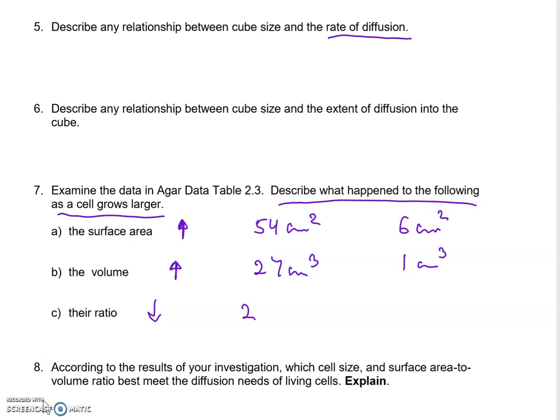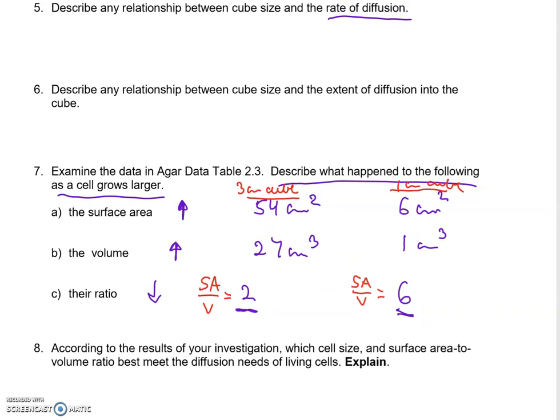So here our 3 centimeter cube has a surface area to volume ratio of 2. So 54 divided by 27 is equal to 2. Now the surface area to volume ratio of a 1 centimeter cube is 6 divided by 1, and that's equal to 6. So you can see that as the cube gets bigger, so we're going from a 1 centimeter cube to a 3 centimeter cube, we're comparing the surface area to volume ratio change. As the cube gets larger, the surface area to volume ratio decreases.